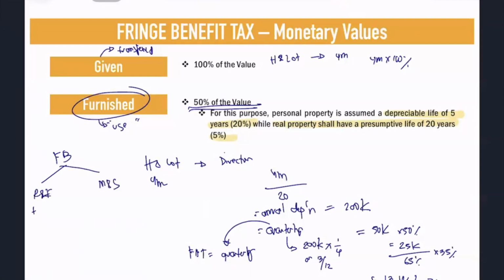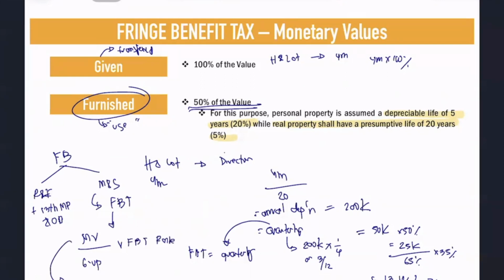If rank and file, where do you add it? You add to 13th month pay and other benefits. If managerial and supervisory, you tax it under fringe benefit tax. And under fringe benefit tax, you need to get the monetary value divided by the gross up rate multiplied by the fringe benefit tax rate.